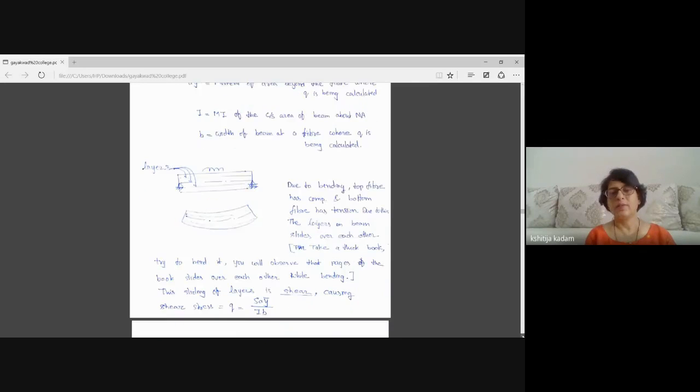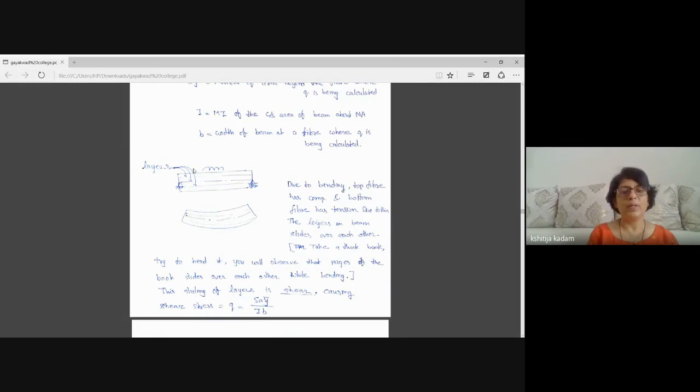Okay, let us understand few things. Let us say this is my beam which is supported on left and right corner, and it is loaded with some load. So this beam will have number of layers in it, and when you load it, it will deflect like this. Due to bending, the top fiber will observe compression and bottom fiber will observe tension. Due to this, layers in the beam will slide over each other.